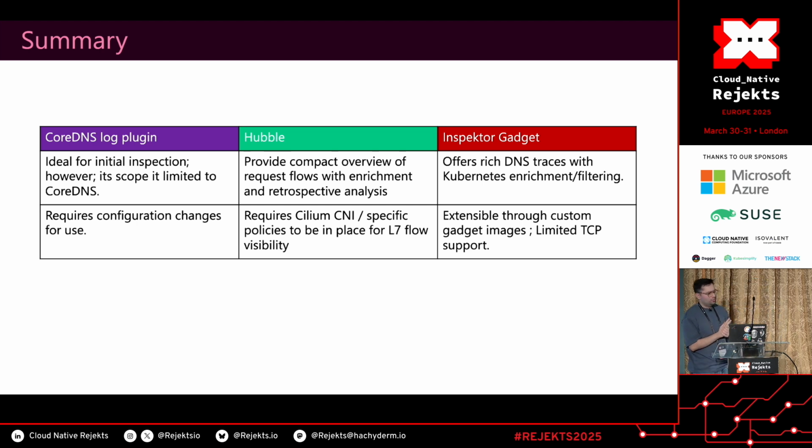Hubble provides a compact overview of request flows and enrichment with retrospective analysis, but it requires the Cilium CNI and specific policy in place for L7 flow visibility. Lastly, you have Inspector Gadget, which offers rich DNS traces with enrichment and filtering. It is extensible through custom gadget images. Currently, the TCP support is limited, but it should cover the use cases for node local DNS, which requires DNS over TCP.